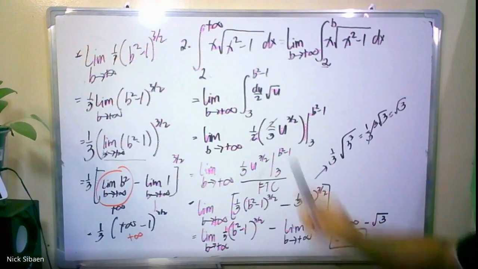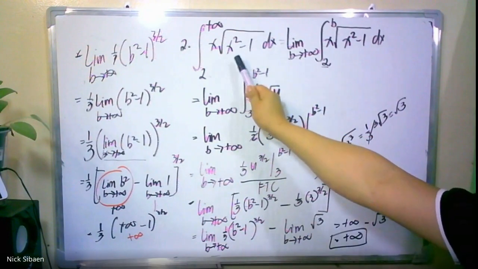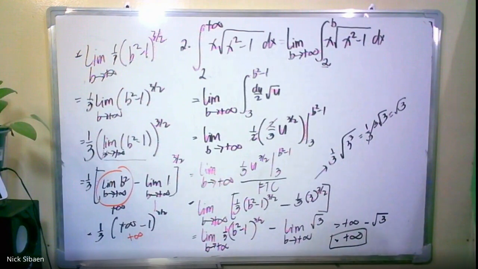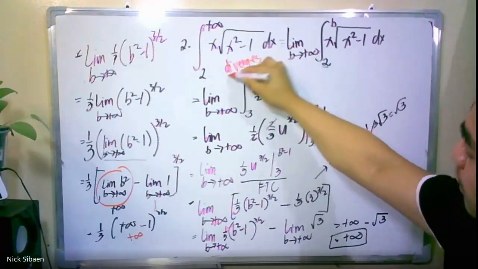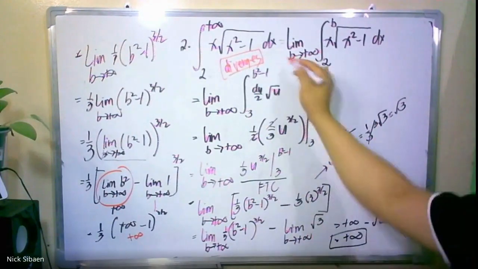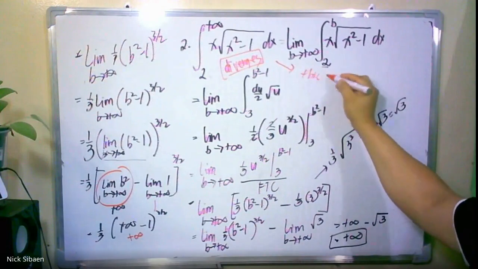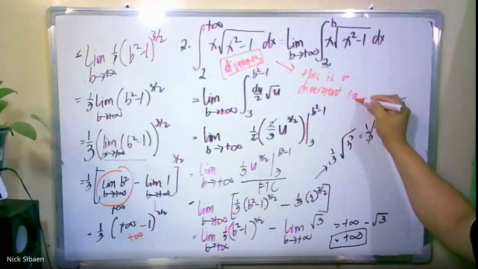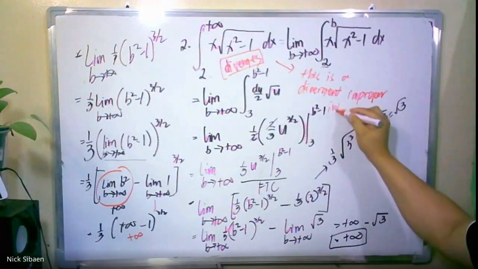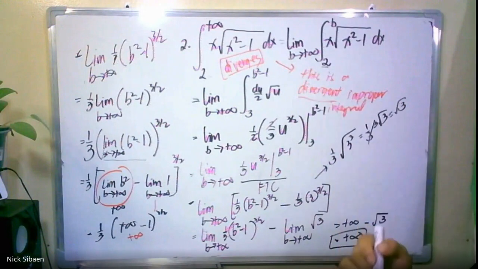So, this improper integral converges or diverges? Diverges. Yes, diverge. So ang sagot natin ay diverges. This is a divergent improper integral. Ganun. So, importante yung divergent. Hindi siya convergent, dahil positive infinity yung kanyang sagot. It's not a number.